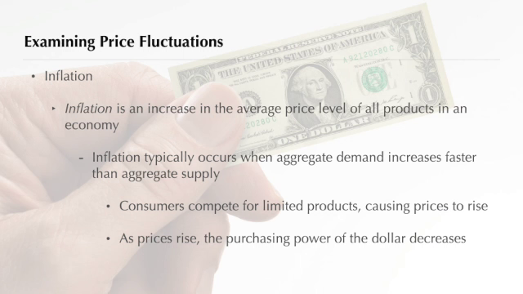An increase in the average price level of all products in an economy is called inflation. Usually, inflation occurs when aggregate demand increases faster than aggregate supply. When quantity demanded exceeds quantity supplied, consumers must compete for limited products and prices go up. As prices increase, the amount that the dollar buys decreases. Thus, inflation reduces the real purchasing power of the dollar.